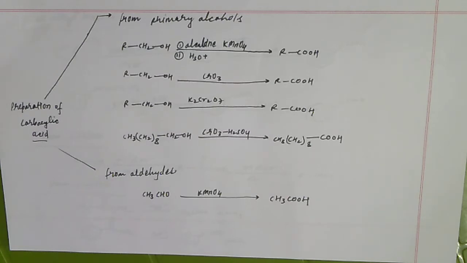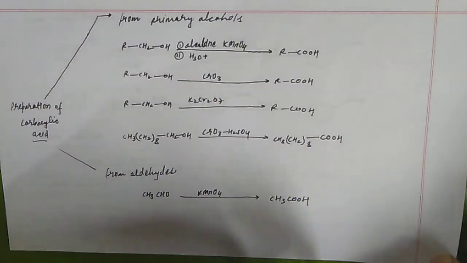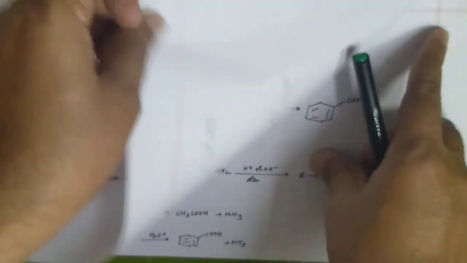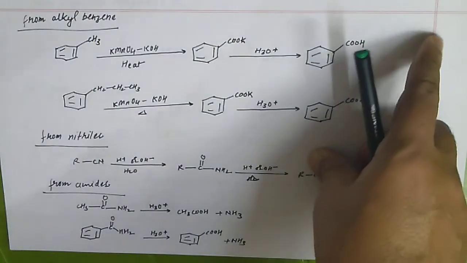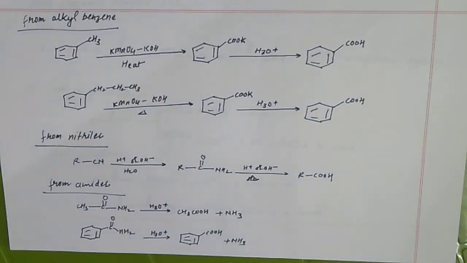Now from the aldehyde: aldehydes are very easily converted into the carboxylic acid with the help of any oxidizing agent you take. Now the next method is from alkyl benzene. Alkyl benzene is the toluene.